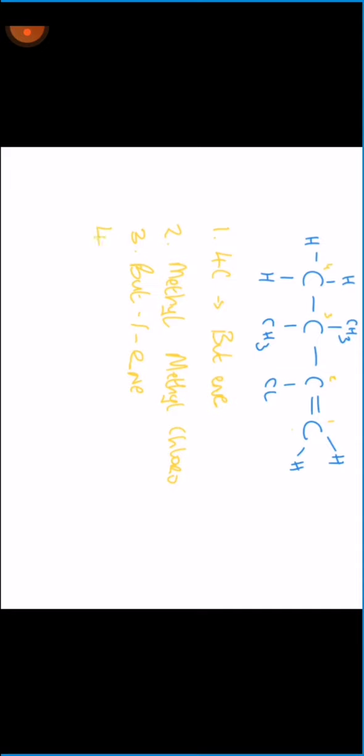Step 4 then, number your substituents. So I can see that the methyls are on 3, so it's 3,3-dimethyl. And I can see that the chloro is on 2, so it's going to be 2-chloro. So now assemble your name. It's 2-chloro, 3,3-dimethyl, but-1-ene, and that's your structure.